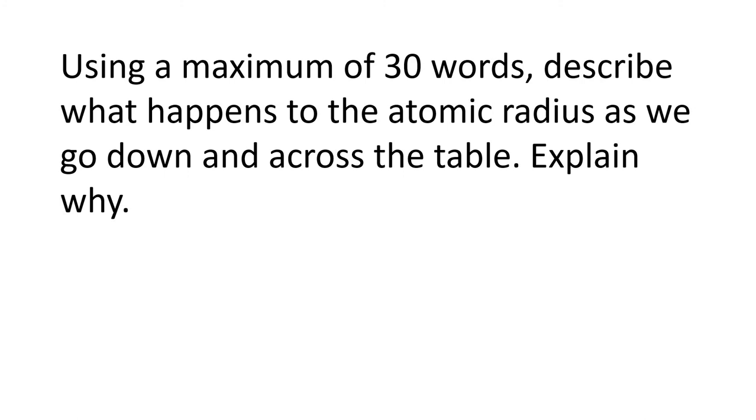Okay, a task for you now. I'd like you to use a maximum of 30 words to describe what happens to the atomic radius as we go down and across the periodic table, and then try and explain why. The reason I want you to use 30 words or less is we're trying to get those answers more concise, because in an exam you're obviously going to be wanting to write as few words as possible but still hitting all the key points. So try and be as concise as possible.